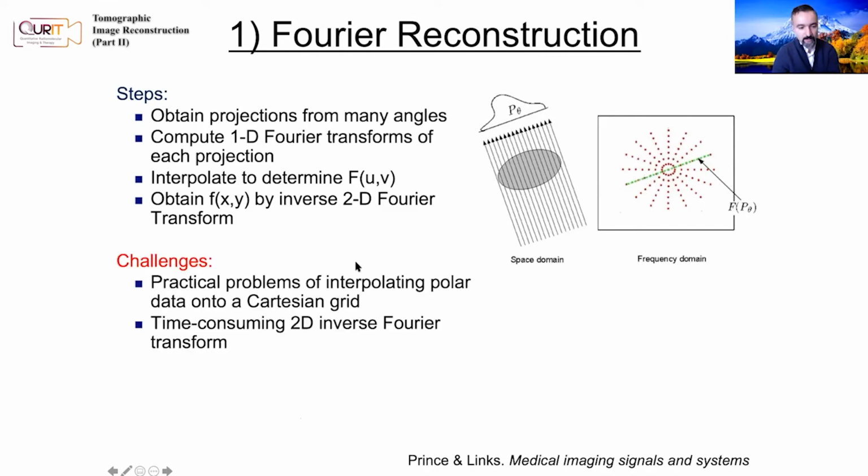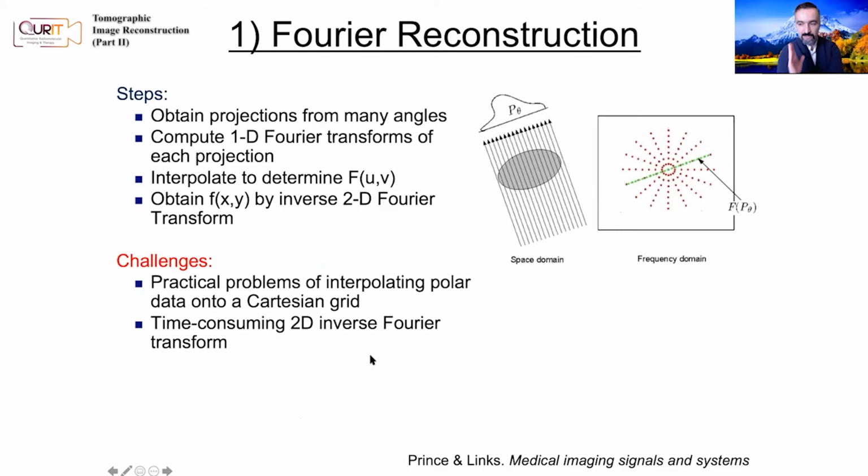Okay, so this is one way to do it. The problem is that you have to do the interpolation, because you got almost polar sampling, polar coordinates, but you got to do Cartesian grid interpolation. And then also the 2D inverse Fourier transform can be time consuming, relatively speaking.